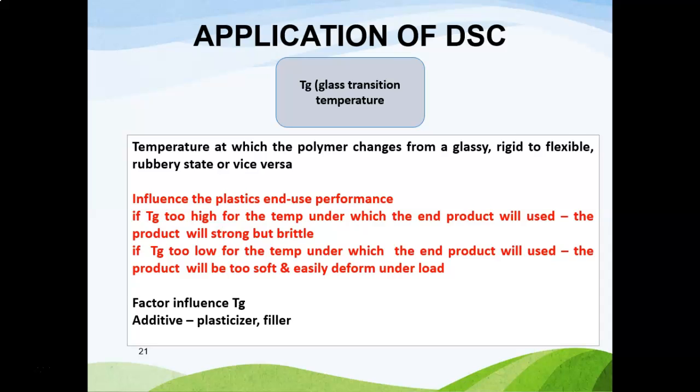Okay, there are several factors that influence the performance of your material, especially the TG. Okay, first is the additive. If you add a plasticizer or additive, it will affect the TG. Besides, you can also look at the chain length of your material, and also the molecular weight of your material. Okay, if your molecular weight increases, TG will decrease and crystallization will increase.